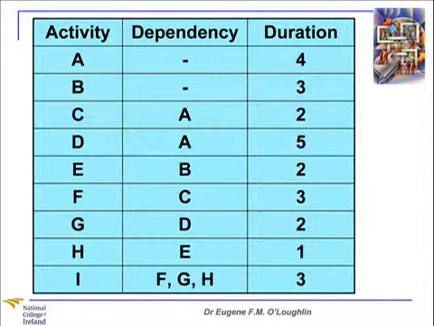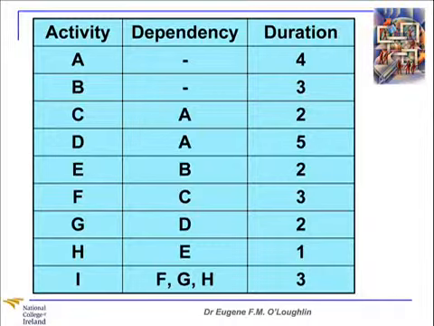So let's quickly look at this table. Activity A is not dependent on any activity, so we just leave that blank or put in a little dash, and it has a duration of 4 days. Activity B is not dependent on any other activity, and it has a duration of 3 days. When we come to activity C, we can see that it is dependent on A being complete, and it has a duration of 2 days. We can also see that activity D is also dependent on A being complete, and it has a duration of 5 days. So our table and data for the diagram is getting a little bit more complicated here.